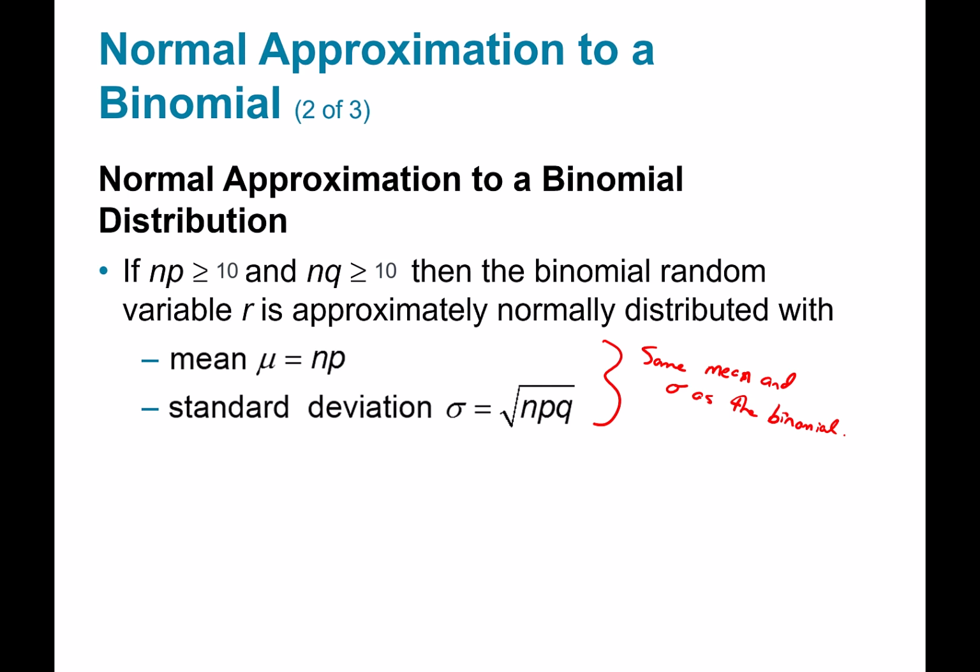So mean and spread should be about the same for both the binomial distribution and the normal distribution approximating it. So the only criteria that it has to meet: np and nq both have to be greater than or equal to 10. If either one of these fails, then you cannot do the normal approximation for the binomial distribution. So let's look at a couple of examples and see whether we could use the normal approximation or not.